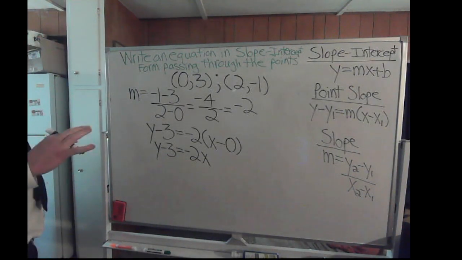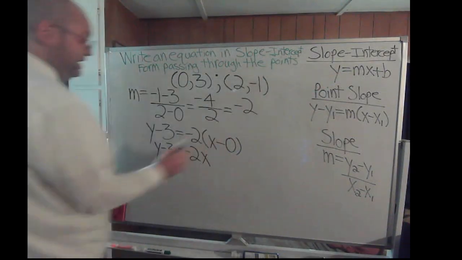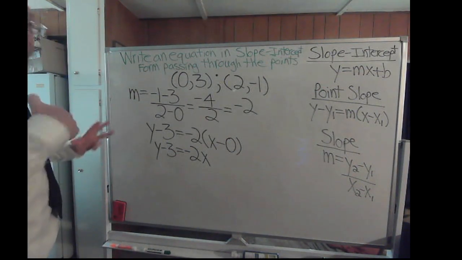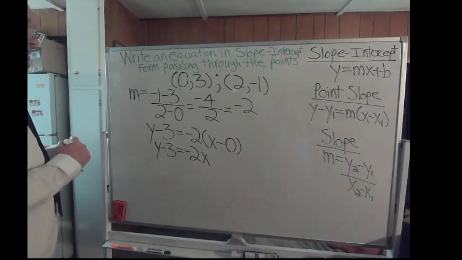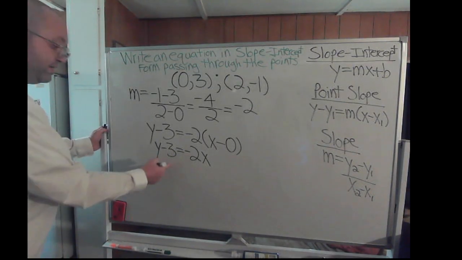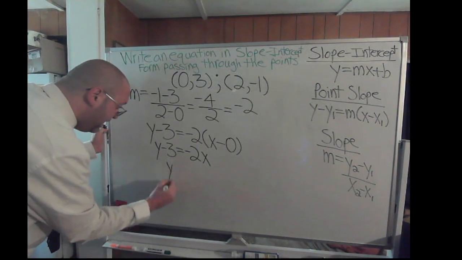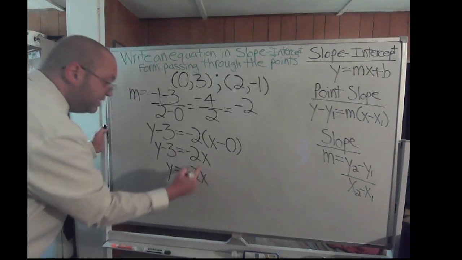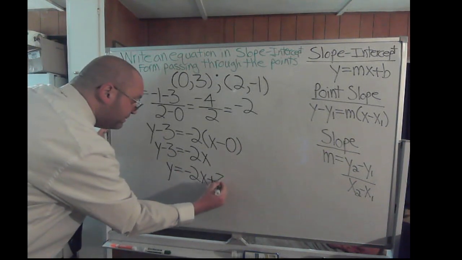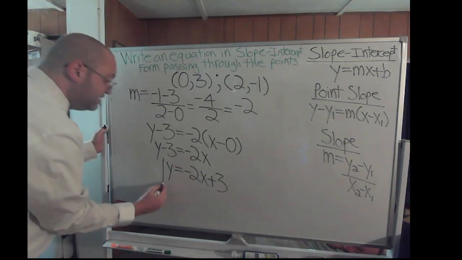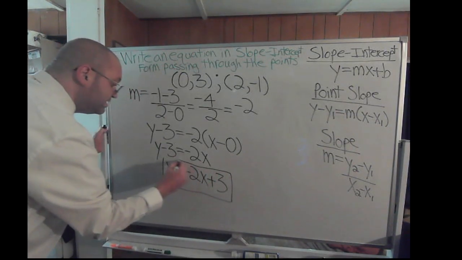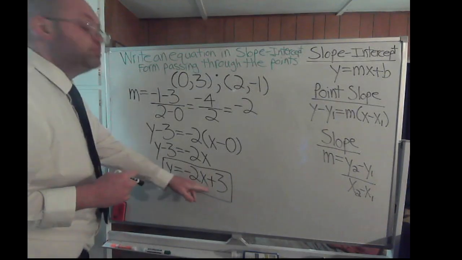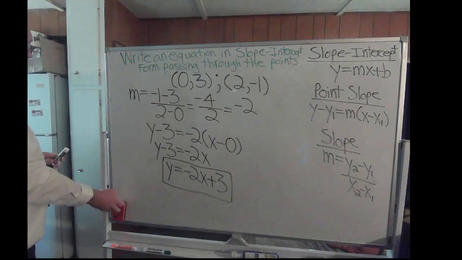Well, to get this into true slope-intercept form, we need to get that y by itself on the left-hand side. We have y minus 3. We need to add a 3. You add a 3 to the left, you'll just get y is equal to -2x. Now you got to add a 3 to the right, plus 3. So the equation in slope-intercept form for this particular line would be y equals -2x plus 3. That would be the answer.